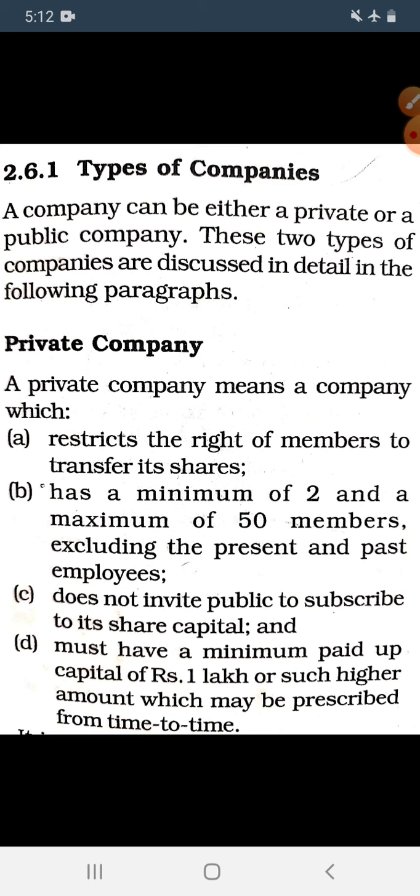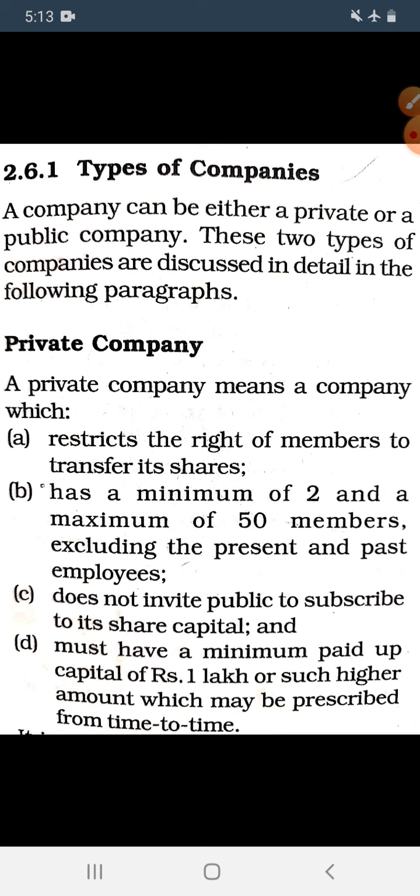The minimum number of members of the company is 2 and the maximum number is 50, excluding the present and the past employees. We exclude the existing present employees as well as the past employees, so there should be a minimum of 2 members and a maximum of 50 members. They do not invite the public to subscribe to its share capital.